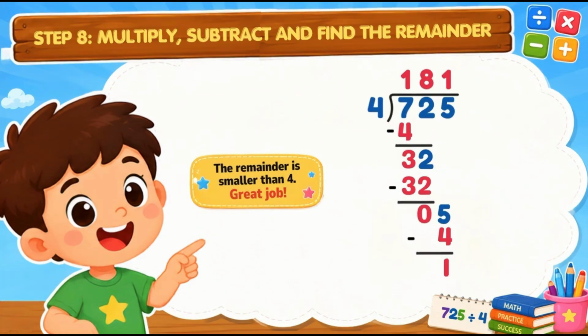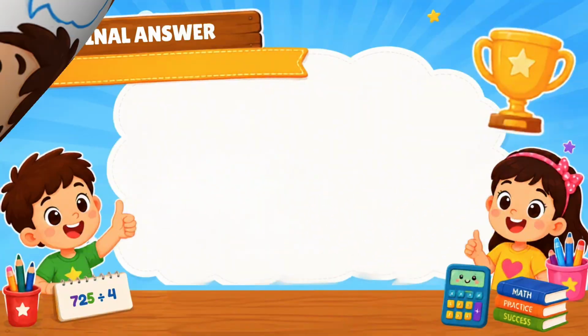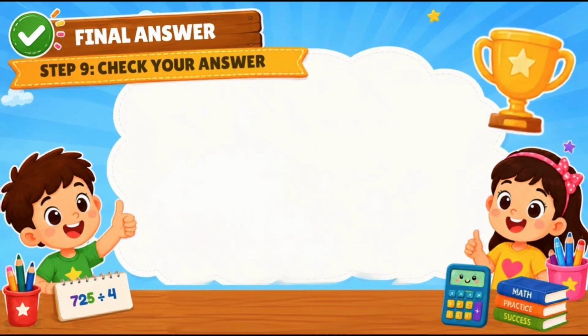The remainder is smaller than 4, so we cannot divide anymore. Great job! So our remainder is 1. Our final answer is 725 divided by 4 equals 181 remainder 1. And we are done.